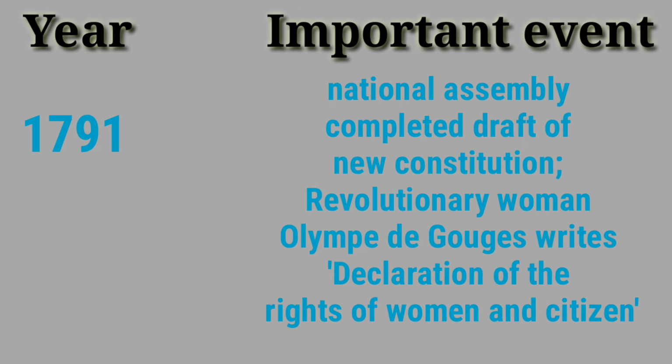Then in 1791, the National Assembly completed the draft of the new constitution. So we know that the National Assembly was drafting a new constitution for France. So in 1791, the National Assembly completed their draft of the new constitution. And the revolutionary woman Olympe de Gouges wrote the Declaration of the Rights of Woman and Citizen. So in that period there is a prominent woman, namely Olympe de Gouges. She declared the rights of women and citizen in the same year, 1791.